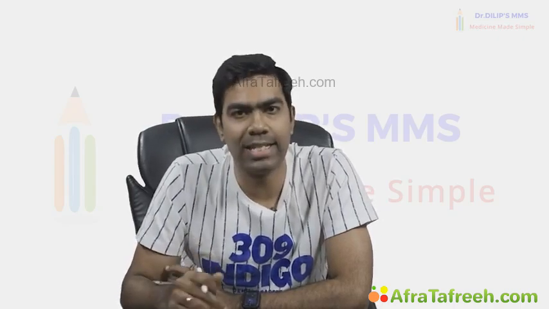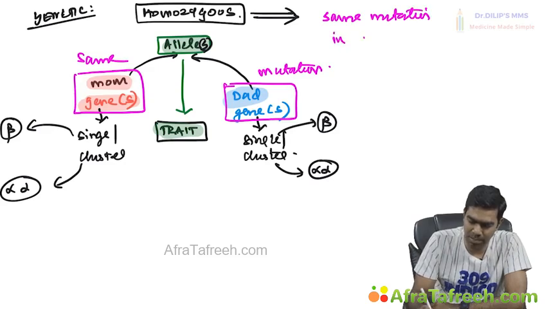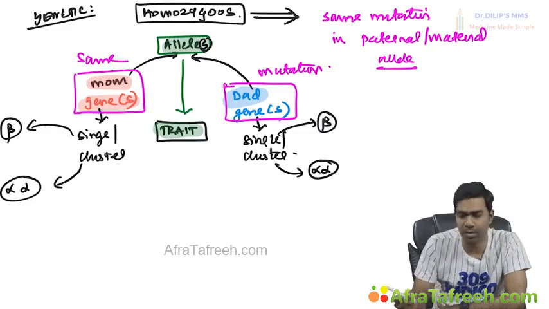So your mom's gene or allele is mutated, and your dad's gene or allele is also mutated, and the mutation is the same in both the mom as well as the dad. You have the same mutation in the paternal as well as the maternal allele. Remember, the allele may be a single gene or it may be a cluster of genes.